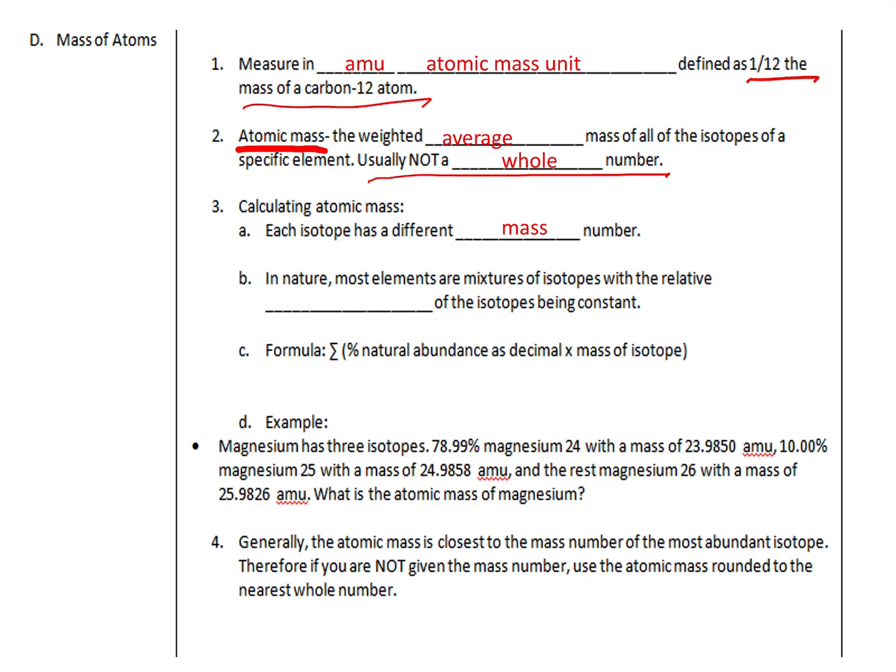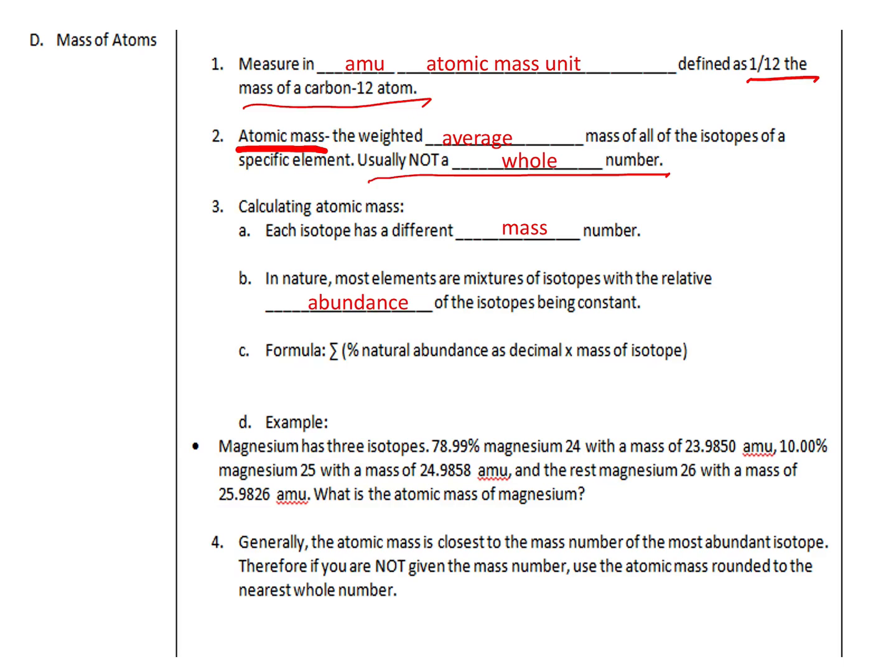So each isotope is going to have a different mass number. In nature, most elements are a mixture of isotopes. So the carbon that we find out in the environment is a mixture of carbon 12, carbon 13, and carbon 14. In nature, most elements are a mixture of isotopes, and the relative abundance of those isotopes is constant.